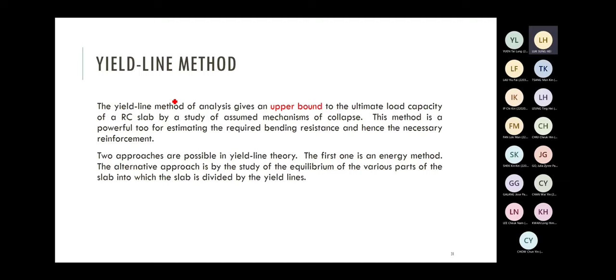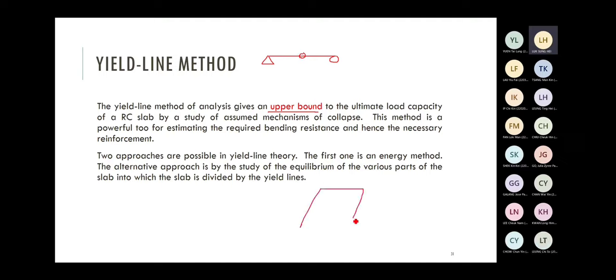Yield line method. You can think this way: the yield line method is the upper bound theorem in 2D version. What is the upper bound theorem? In topic 10, we learned that the upper bound theorem means we consider the collapse mechanism, failure mechanism, and then based on energy, you can estimate the collapse load. For a beam, the plastic hinge is located at one concentrated point.